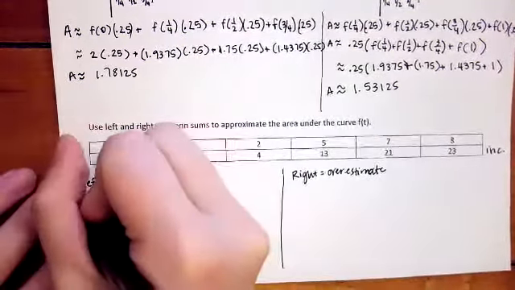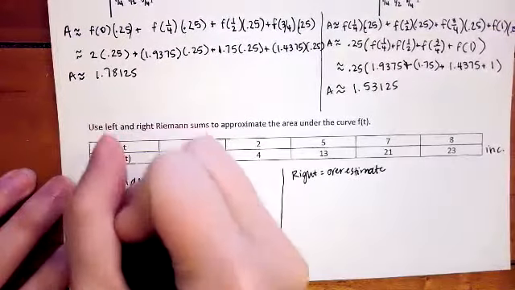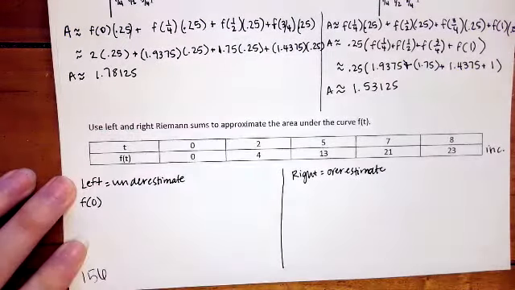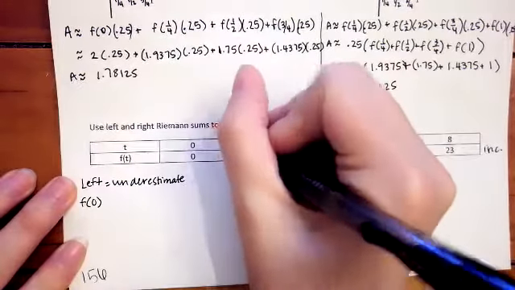So let's try our left one first. So we have f of 0. The jump between 0 and 2 is 2.